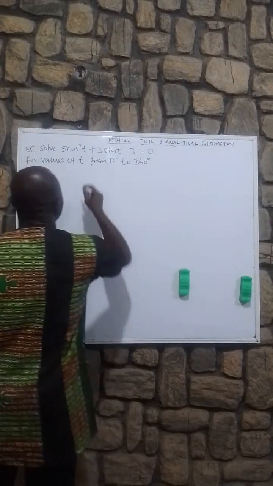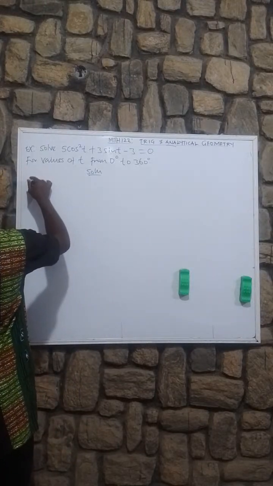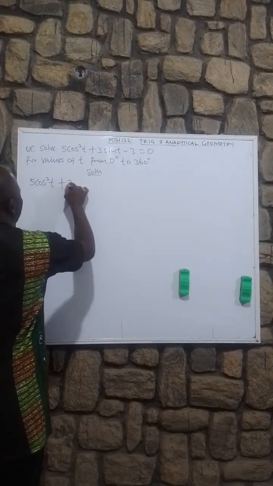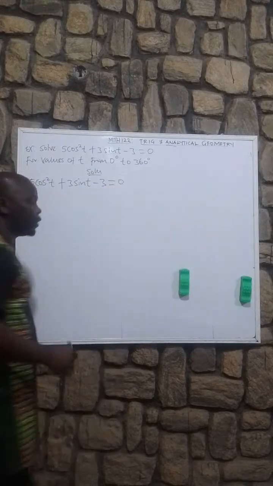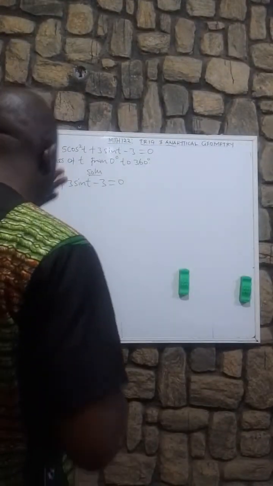Is that clear? Let's look at this problem. Okay, so far so good. Let's write the solution. Our 5 cos square t plus 3 sin t minus 3 is equal to 0. True or false? It's true, right? So how can we solve this equation?